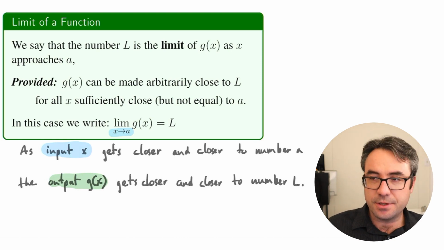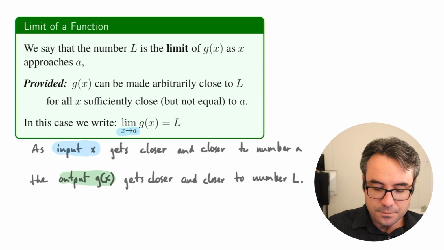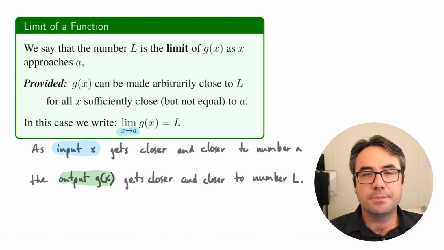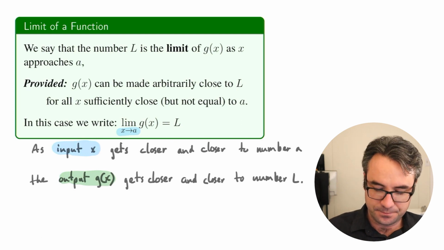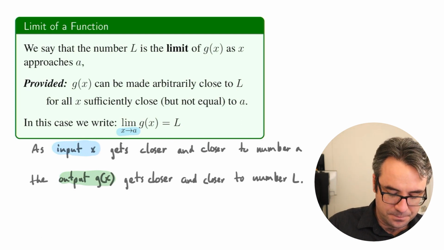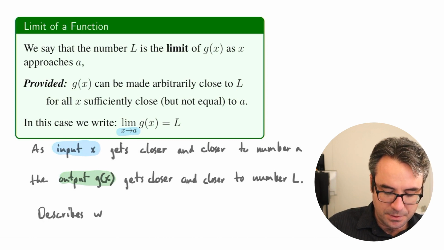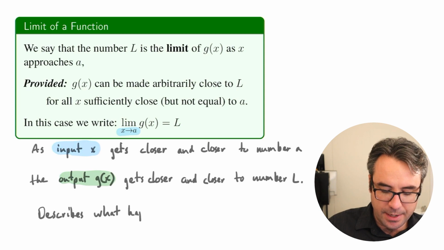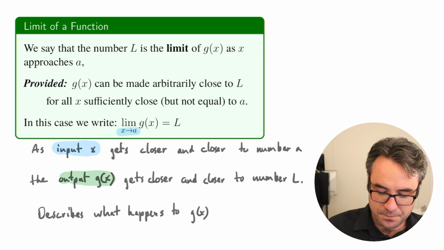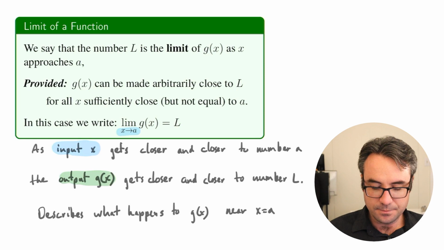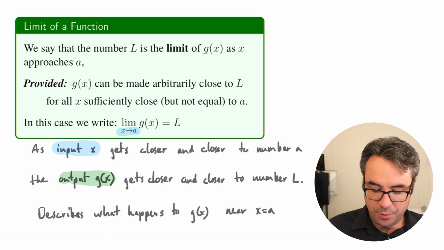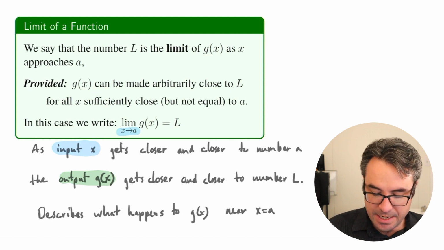Essentially, a limit describes what happens near x equals a. So this really describes what happens to our function near x equals a. That's going to be important, this idea of being near.